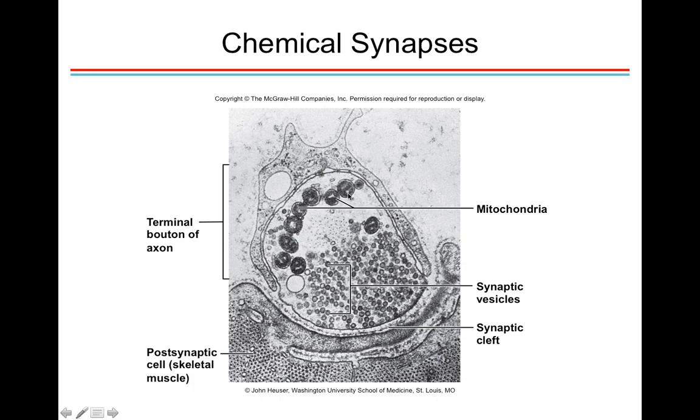So here is what we call the terminal button of an axon, right? And here are all these vesicles that have neurotransmitters, and here is the cleft. The neurotransmitters can be released into this synaptic cleft, and then the cell down here can receive the neurotransmitters and make an appropriate response. In this case, the receiving cell is a skeletal muscle cell, and maybe this neurotransmitter is telling it to contract, for example.